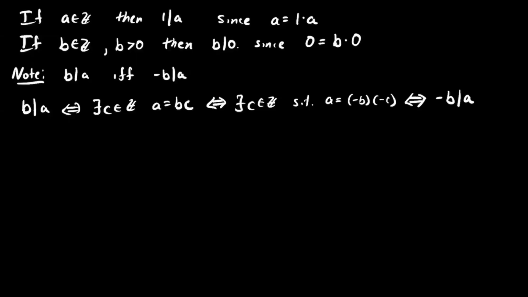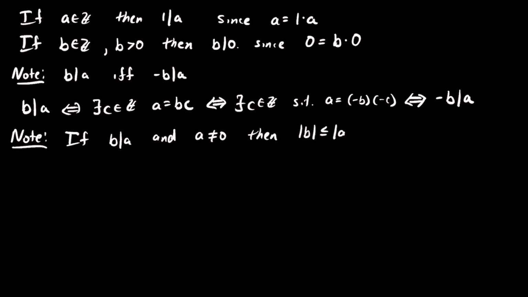One more observation we can make is the following. If b divides a and a is non-zero, then the absolute value of b is less than or equal to the absolute value of a. So this is a quick proof as well. This is a proof by contradiction, so I'll say suppose not.